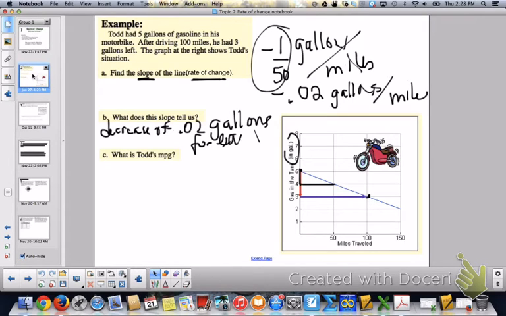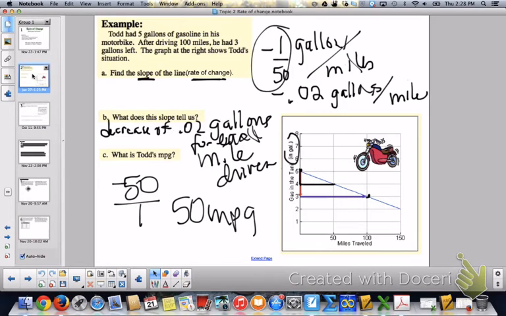My pen isn't working that great. Each mile driven. Okay, what is Todd's miles per gallon? We're just going to flip that around. 50 over 1, or 50 miles per gallon. All right. Hopefully that makes sense, but let's go on to the next page and do another example.